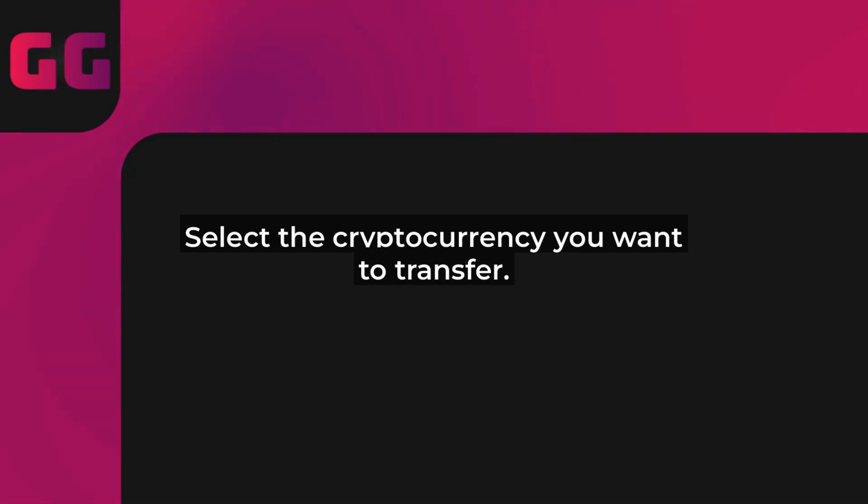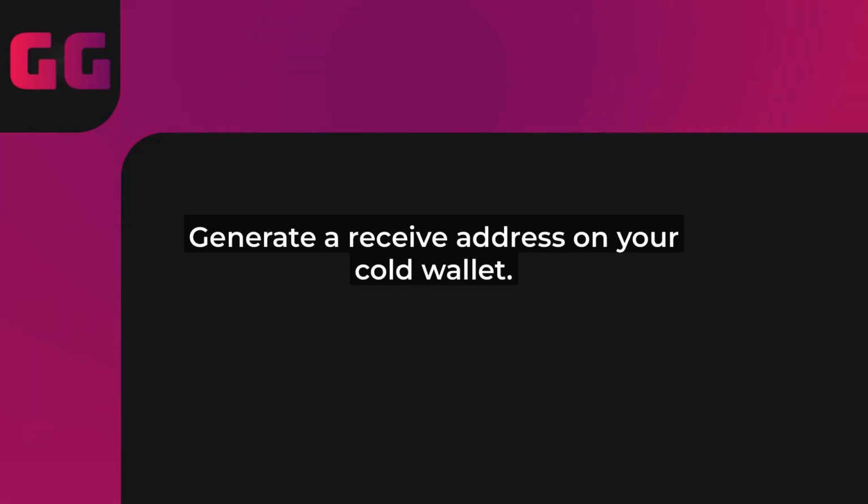Okay, let's jump in. Step 1. Log into your Coinbase account using your secure credentials. Don't forget two-factor authentication for extra safety. Once you're in, head to your dashboard and select the cryptocurrency you want to transfer, like Bitcoin or Ethereum.